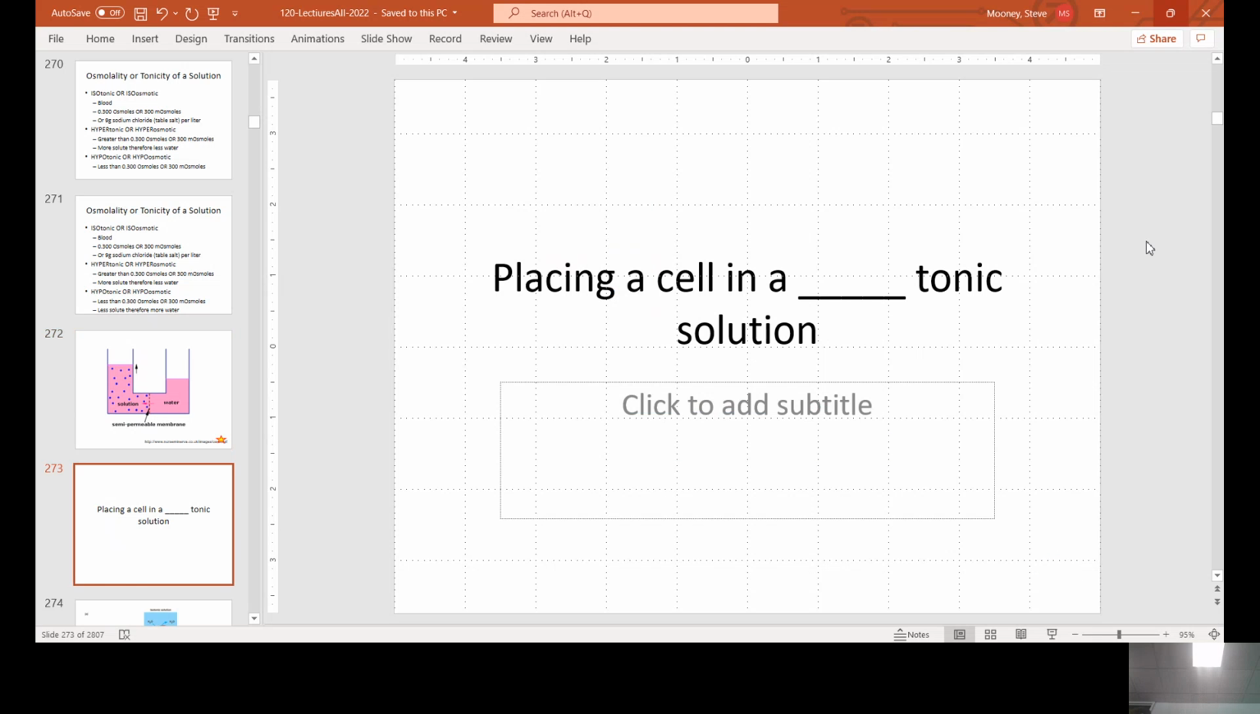So we need to think about placing, and the reason we have saline is we try to be nice to the blood when we're injecting things into the body. So we're going to place a cell into a solution, and then we're going to figure out what happens to it.